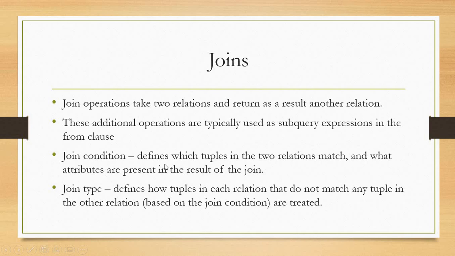A join condition defines which rows in the two tables match and what attributes are present in the result of the join. As previously mentioned, you're not going to have repetitive data. Join type defines how rows in each table that do not match any row in the other relation and how those specific join conditions are treated.